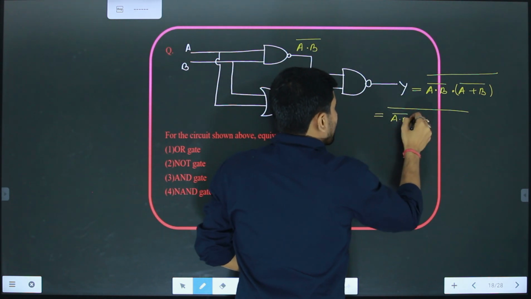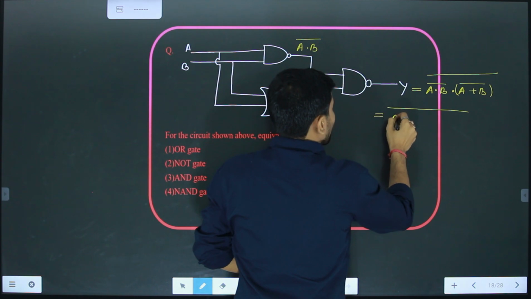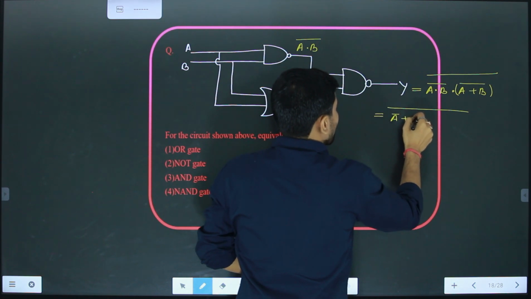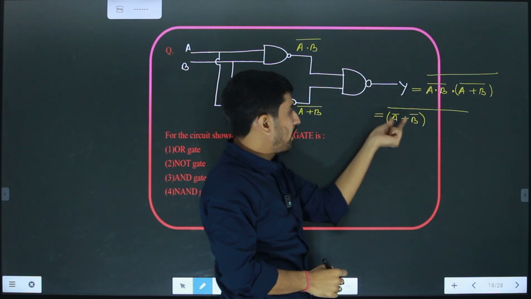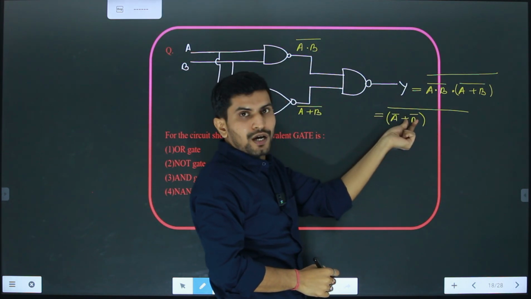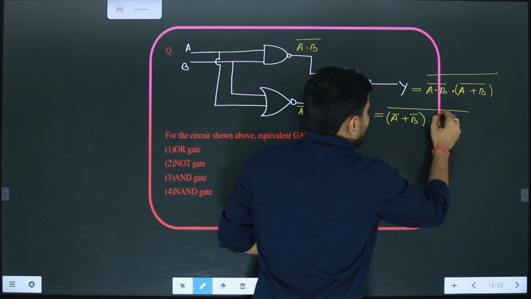A dot B bar, and if I write it down like this, A bar plus B bar. So I have expressed this A dot B bar in terms of A bar plus B bar using De Morgan's theorem. Okay, and then this one, A bar B bar.